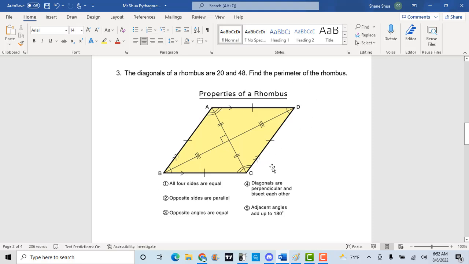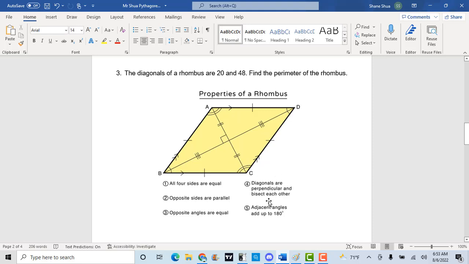So here we have a rhombus, and a rhombus is a quadrilateral. A quadrilateral is simply a four-sided figure. But this particular four-sided figure has certain properties which identify it as a rhombus. So in this four-sided figure, all four sides are equal. So this side is equal to this side, is equal to this side, is equal to this side. The opposite sides are parallel. So this is parallel to this is parallel to this. The opposite angles are equal. So this angle is equal to this angle is equal to this angle.